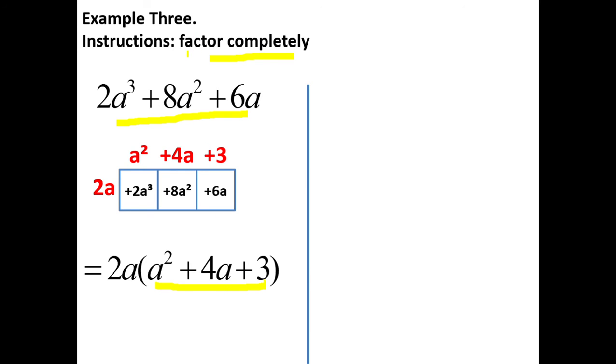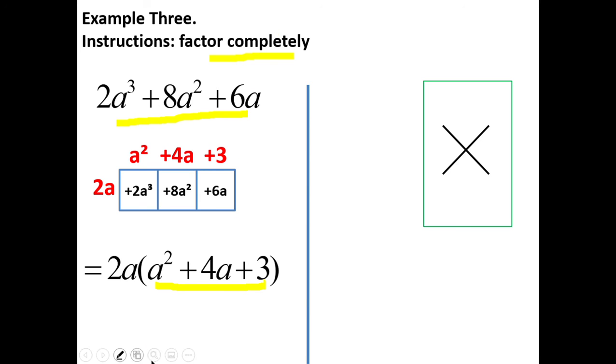Now they ask us in the instructions here to factor completely, which means we know how to factor a quadratic. We factor it with a puzzle box. And this is a quadratic. So then they say factor completely, they want us to break up this quadratic into factors. So with the puzzle box, you take the number on the end, and it goes on top of the puzzle box. And the number in the middle, plus 4, that goes on the bottom.